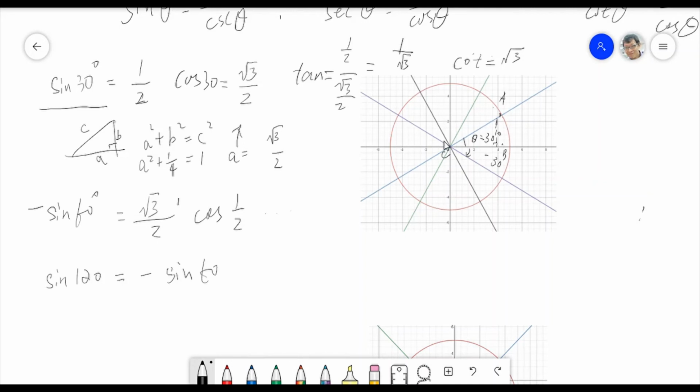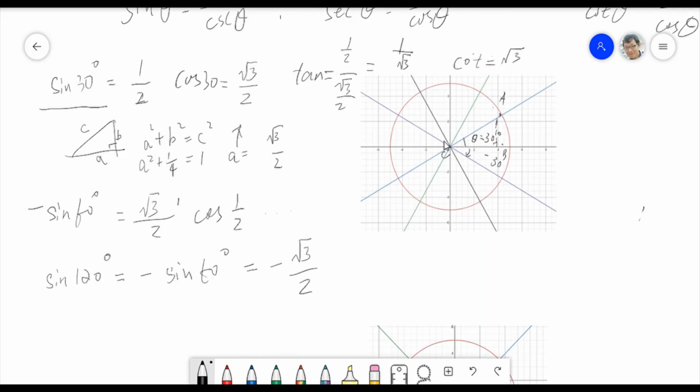60 degree, right? In fact, I should write in degree, okay? 60 degree. So we already know what is a 60 degree sine, right? Sine 60 degree is square root of 3 over 2. So we now just need to add this one, all right?